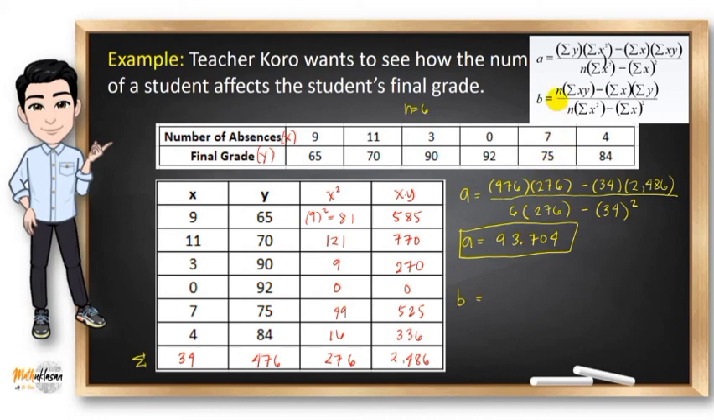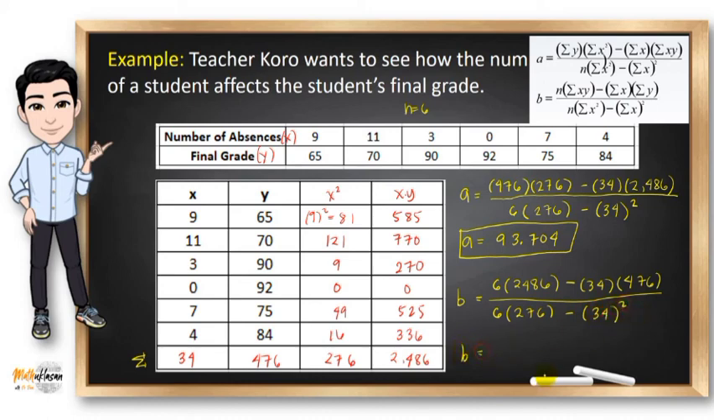So, sabi sa B, n naman, so which is 6, tapos summation of xy. Ang summation of xy natin ay 2,486. Minus summation of x, which is 34, ayun. And then, times the summation of y. Summation of y is 476. At lahat yan, i-divide natin dun sa 6 times summation of x squared, which is 276, minus summation of x, which is 34, quantity squared.